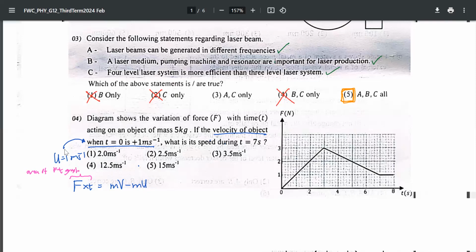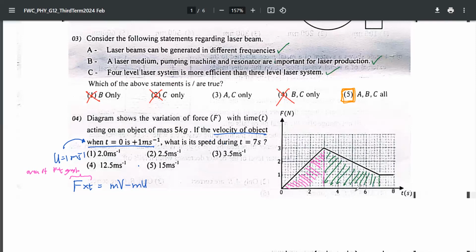Now, what is the area of the force time graph here? You have to be a little careful. You will have to separate this into two steps. There is a triangle here, highlighted in pink color, and there's a trapezium. But you have to be extra careful: they are talking about 7 seconds, so you take the area only until this point. So two shapes, a triangle and a trapezium.